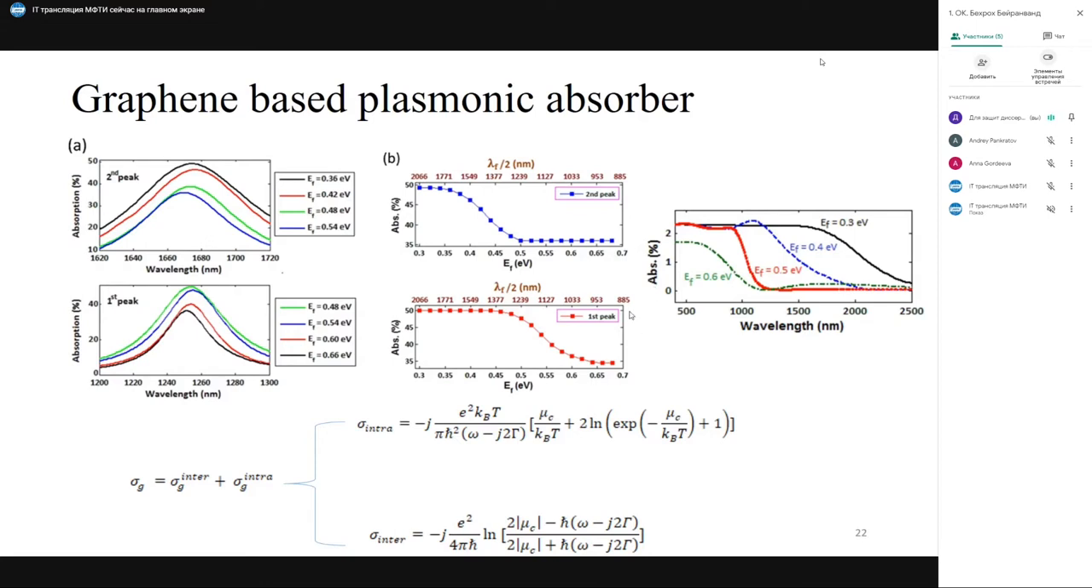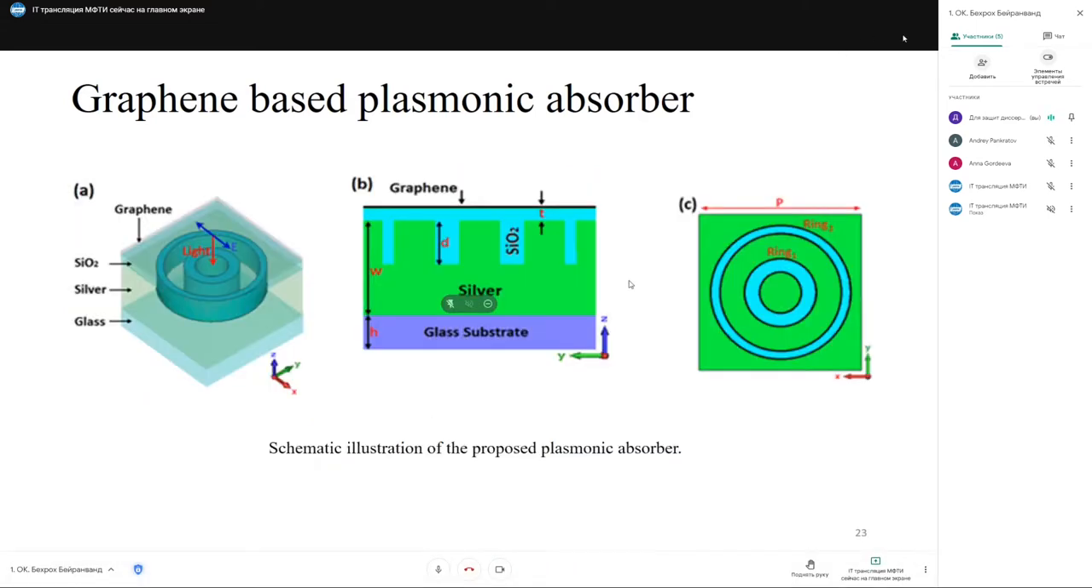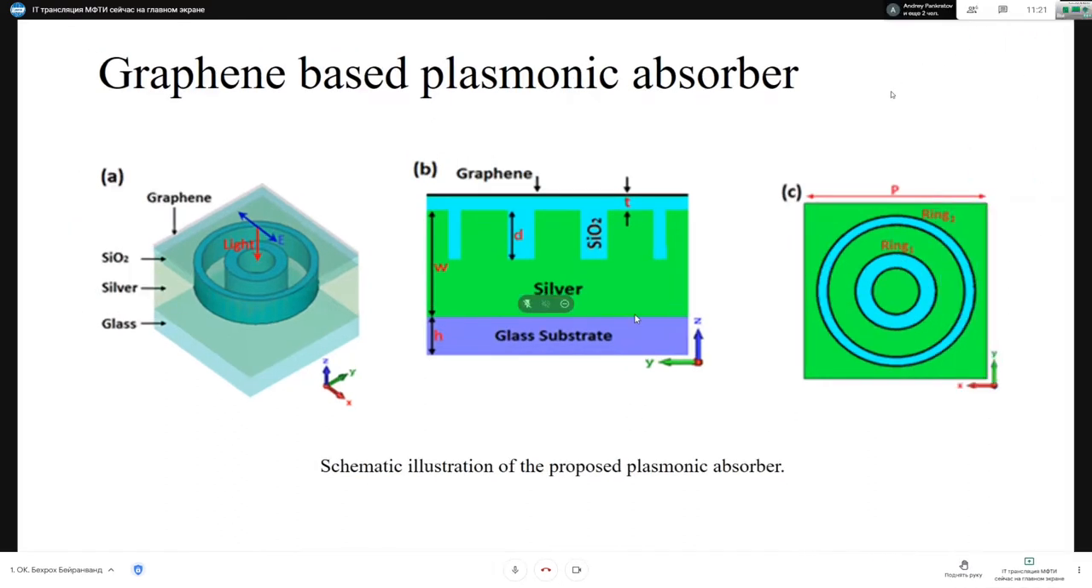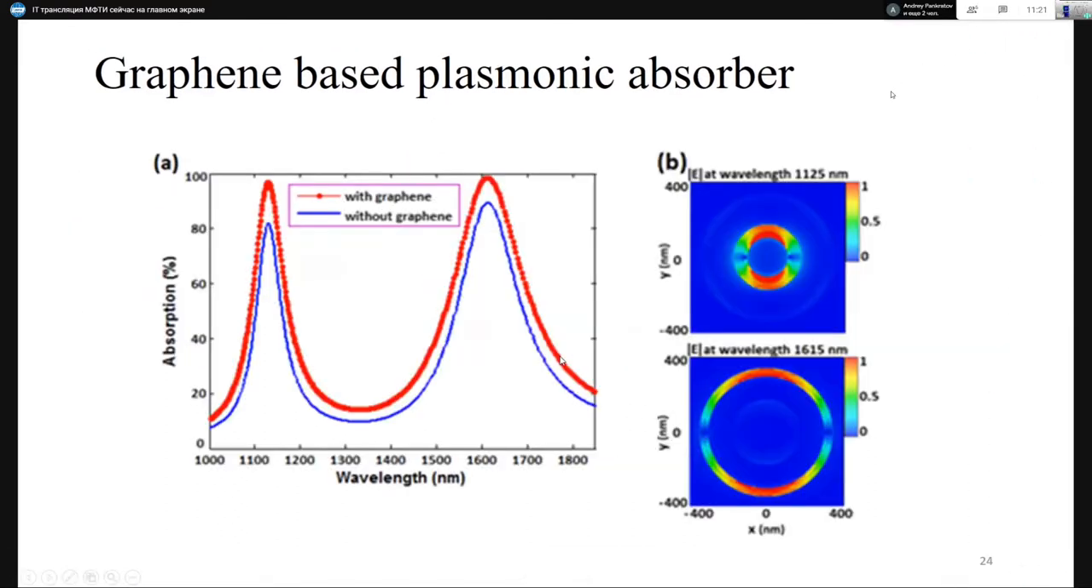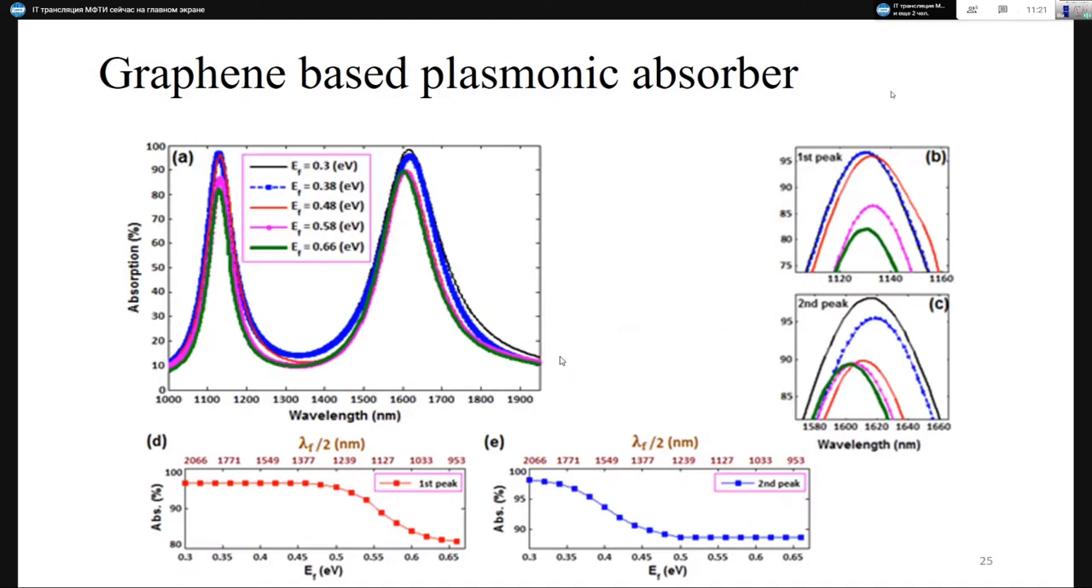We did the same for a structure like this with two different resonators, and we received results for both peaks from 80% to 100%. Also, we show that we can separately control two peaks, from around 80 to 98% of absorption. It's very good because it's tunable, and each peak can be separately tuned like the previous design.